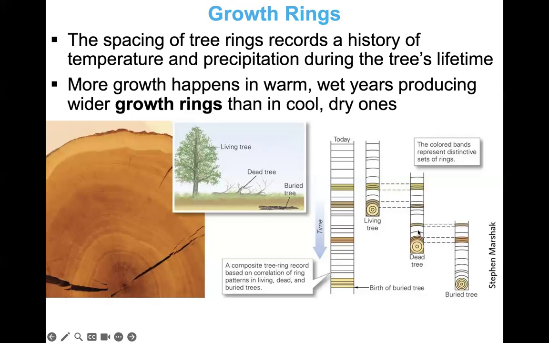And because the dead tree continues here with the rings all the way to here, we compare that dead tree with the living one. And you can see that this part here correlates with this one. And so you can continue. And at the end, we compile all these rings into one whole composite tree ring record from the buried tree, from the dead tree, and from the living tree, and you end up having all these records right here. And you can tell exactly what happened during the lifetime of all these trees.